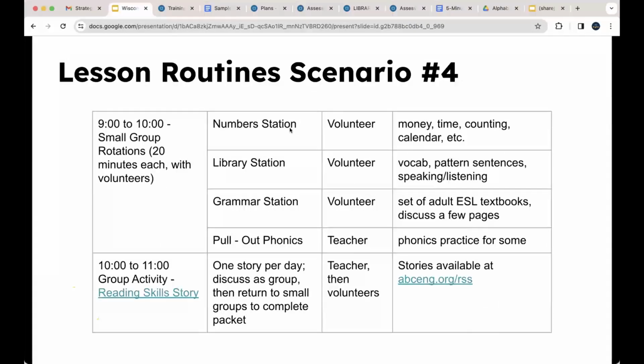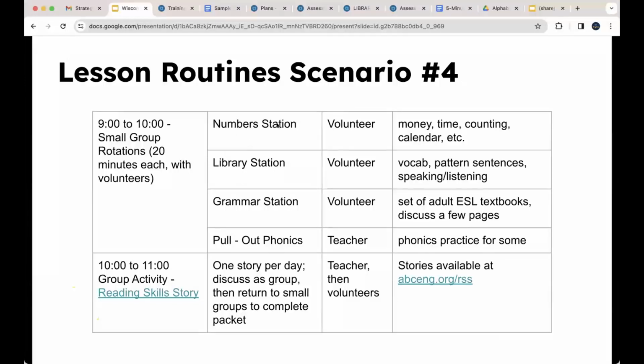So this is a routine that we developed to help address some of those challenges. From 9 to 10 o'clock, for the first hour, we've got a routine where we're doing some small group rotations of 20 minutes each, with the volunteers leading each station. And I'll show you a little bit about each of these stations in a minute.